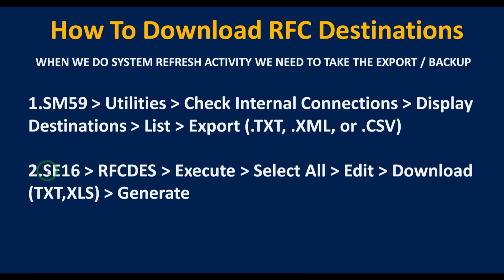Next, we can export the RFC destinations from tables. SE16 is a T-code to check the table information. What is the table? RFCDES is the table name. You just execute and select all the RFC destinations, and after that go to edit, download, select the required file format, and click generate. That file is going to be saved into your system.